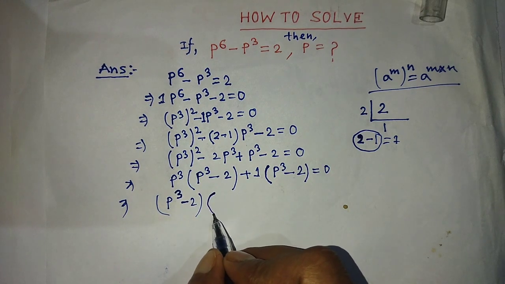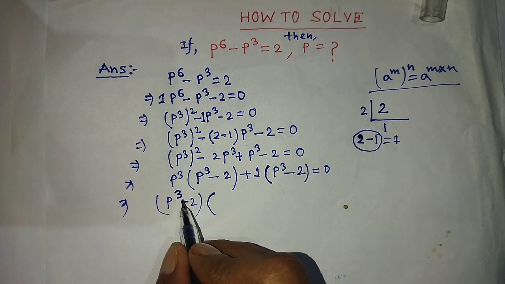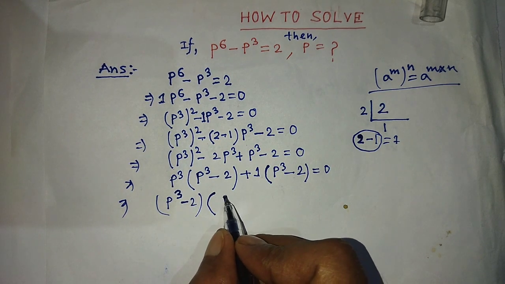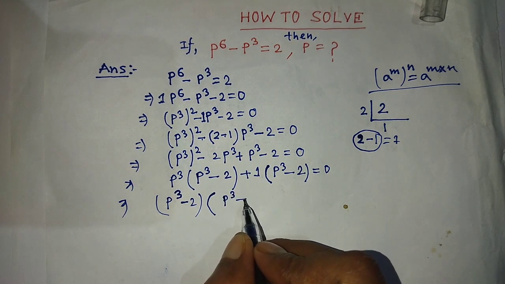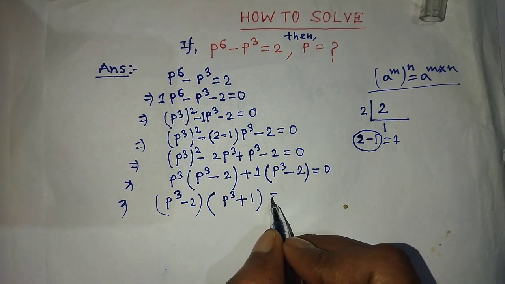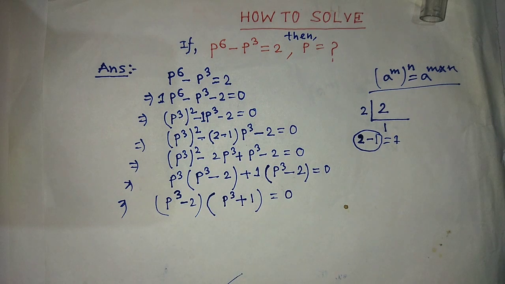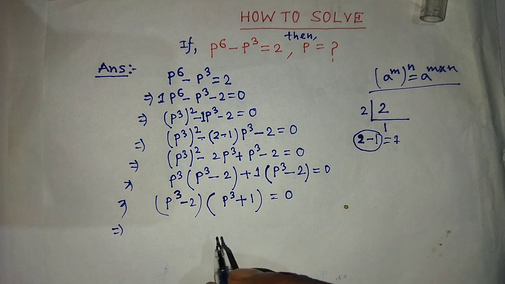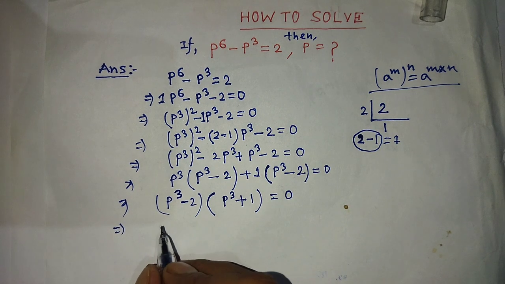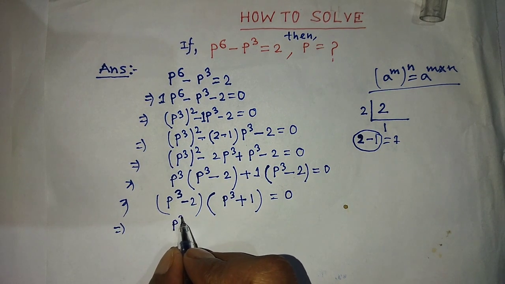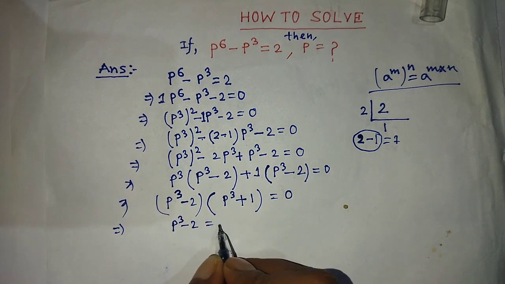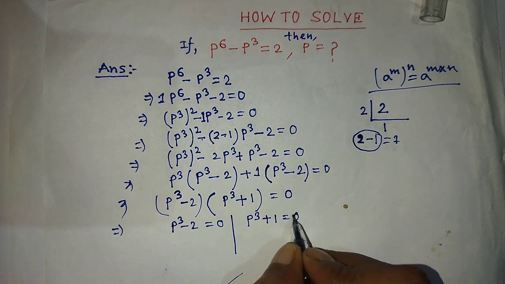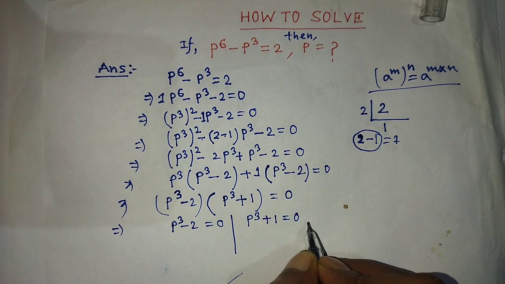Okay, so after taking the common p to the power 3 minus 2, we have to write inside this bracket p to the power 3 plus 1 is equal to 0. After that, we have to apply the zero product rule. After applying the zero product rule, you can write here p to the power 3 minus 2 is equal to 0, and here p to the power 3 plus 1 is equal to 0.